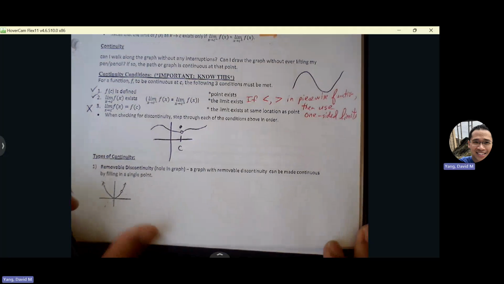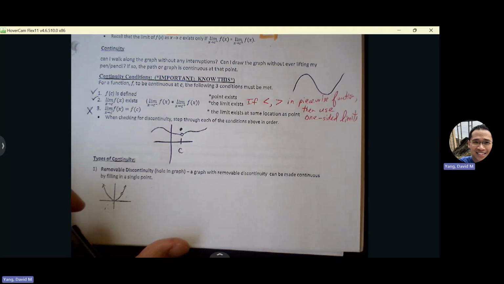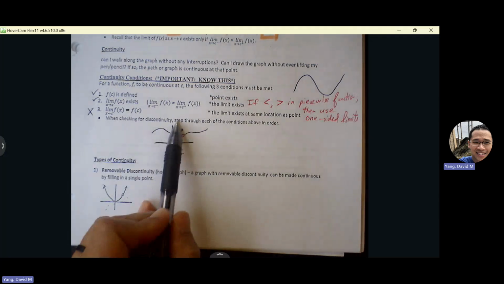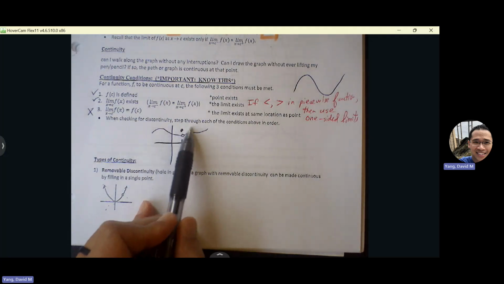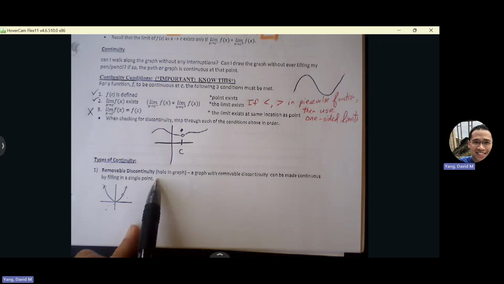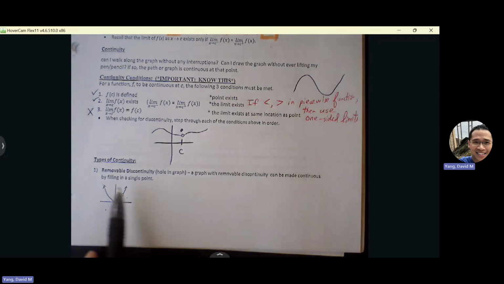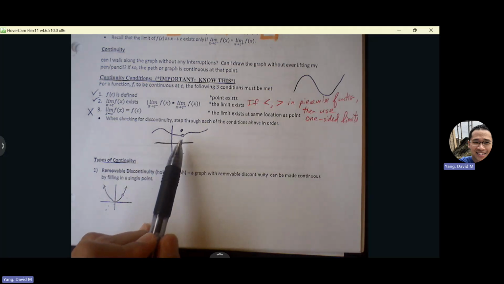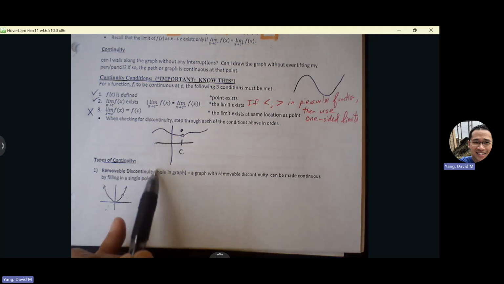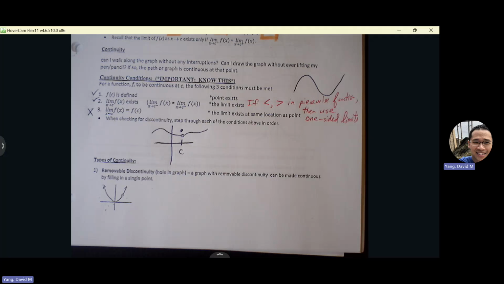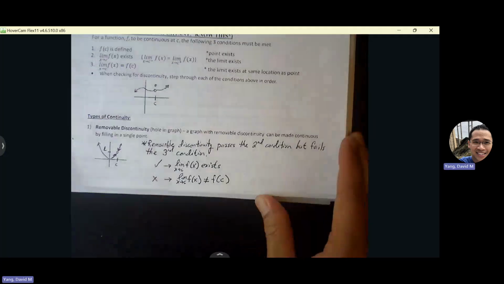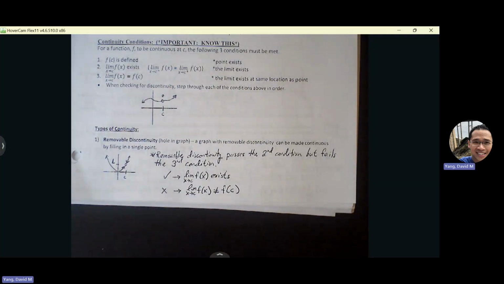So we have two types of discontinuity. The first discontinuity is what we call a removable discontinuity or a hole discontinuity. This is where the graph can be made continuous by filling just a single point. If I'm only 1 point away from achieving continuity, then we call that a removable discontinuity. So if you write this down here, a removable discontinuity passes the second condition, but fails the third condition.